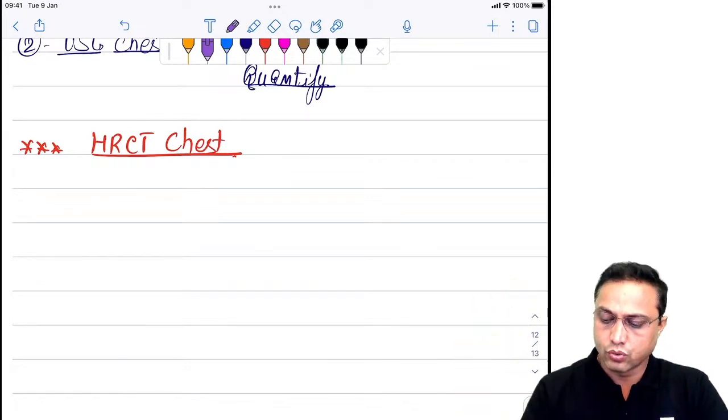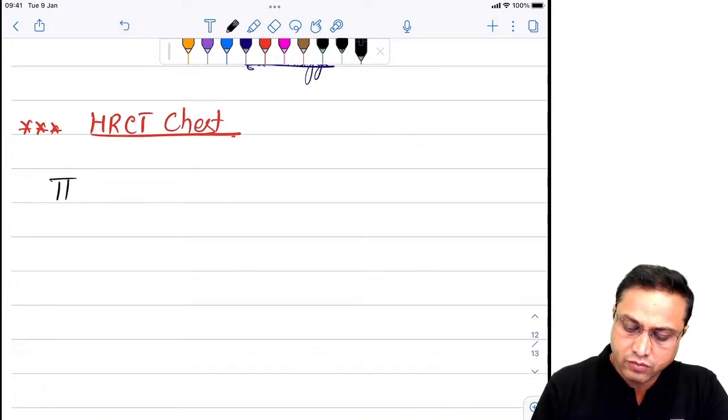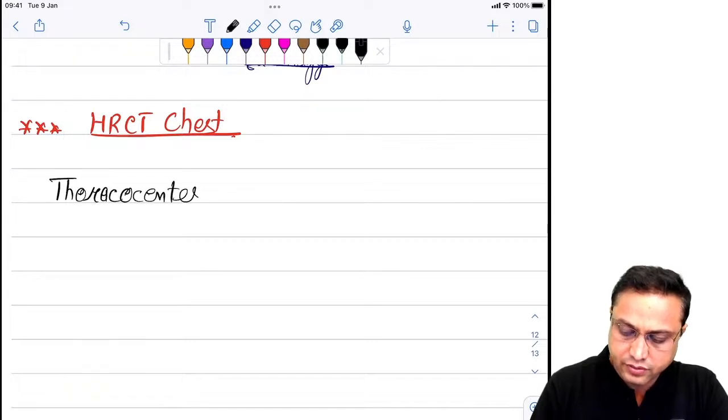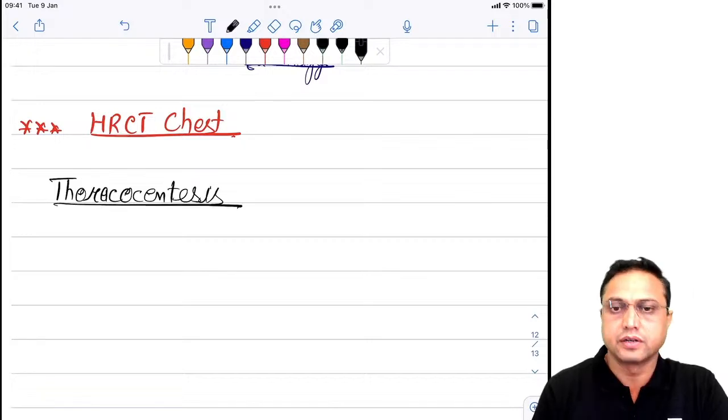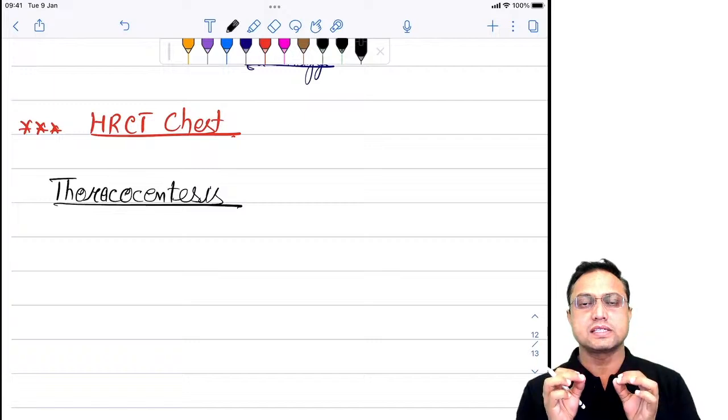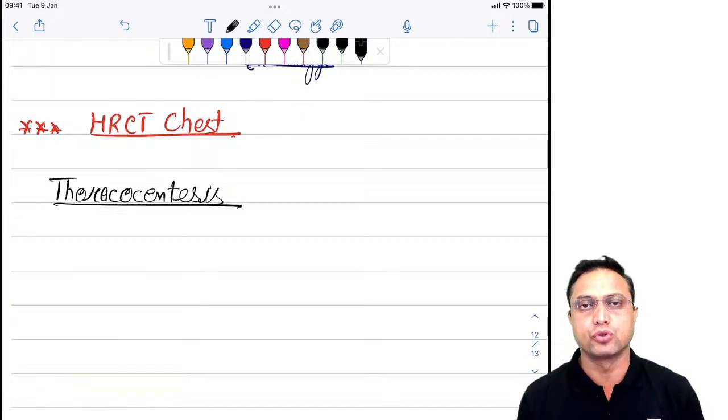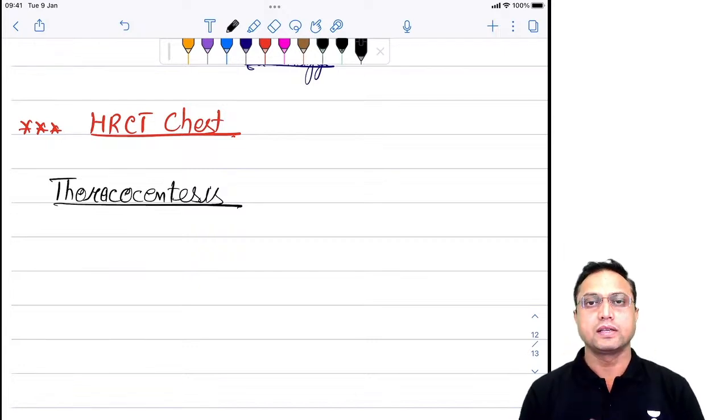What next are we going to do? Next we are going to insert the needle, and inserting the needle is called what, beta? Thoracocentesis. Right. My question to you is this: what is the site of thoracocentesis in a case of pleural effusion? I repeat my question: what is the site of thoracocentesis in a case of pleural effusion? Bataiye.